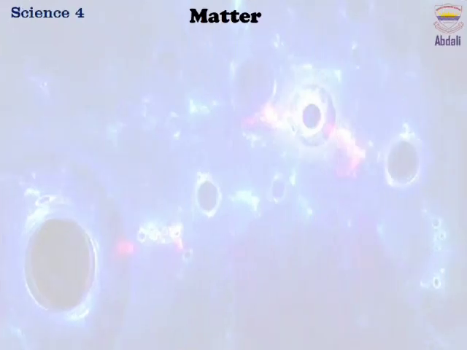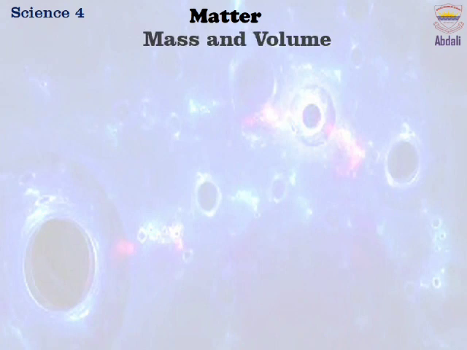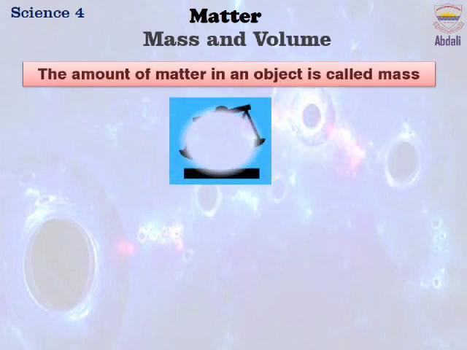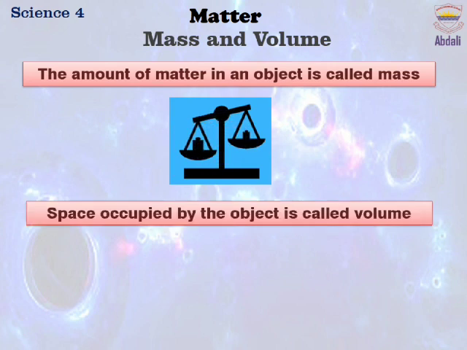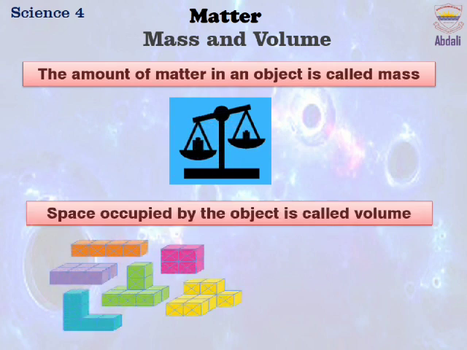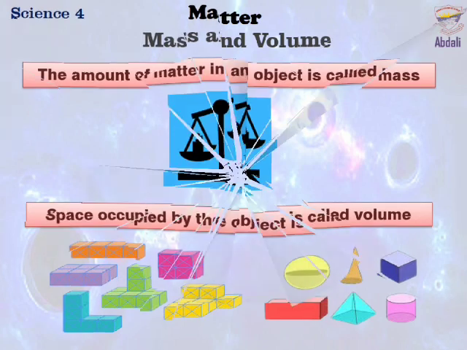Dear students, to understand matter you should first know about mass and volume. The amount of matter in an object is called mass. The space occupied by the object is called volume.